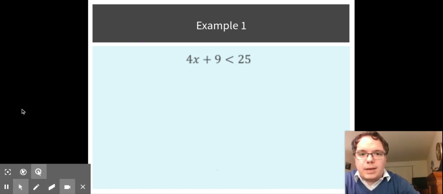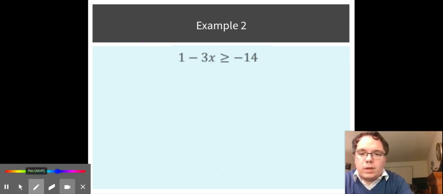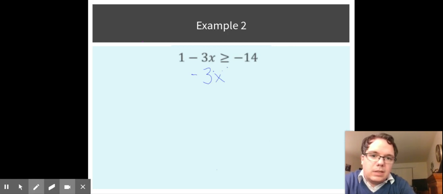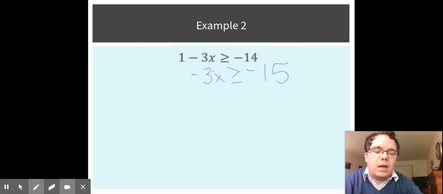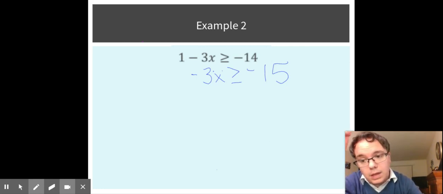All right, next example. We have 1 minus 3x is greater than or equal to negative 14. So the inverse of having a positive 1 is subtracting 1. So if I subtract 1 from each side, I get negative 3x is greater than or equal to, and negative 14 minus 1 is negative 15. Notice I didn't flip the symbol because I subtracted. I did not divide by a negative 1. I subtracted by a negative 1.